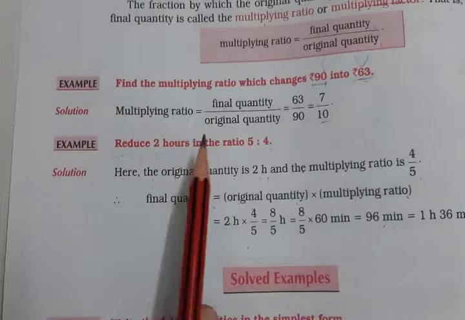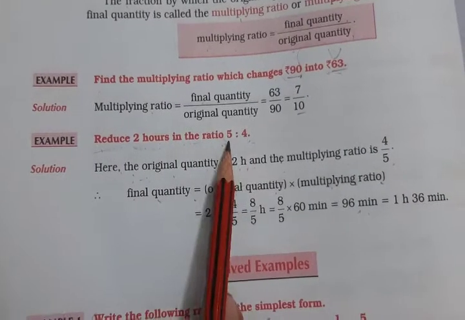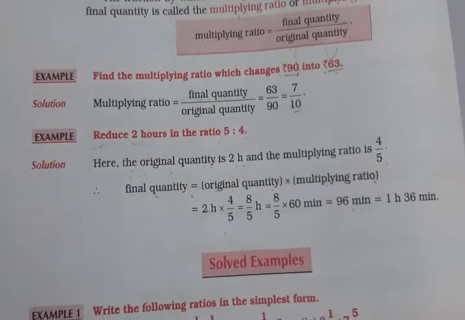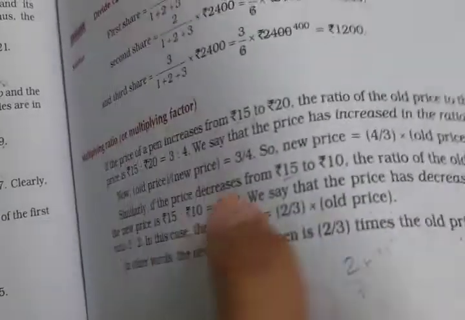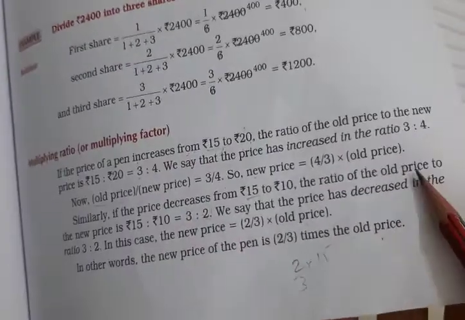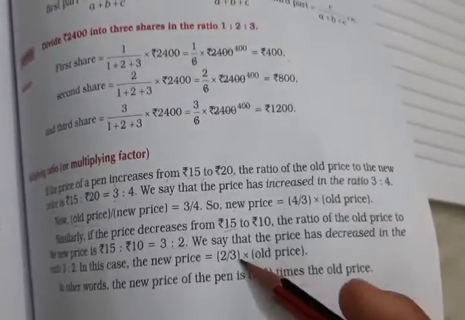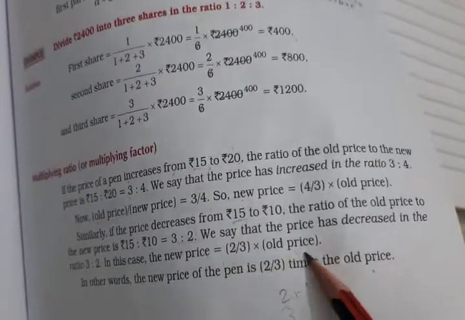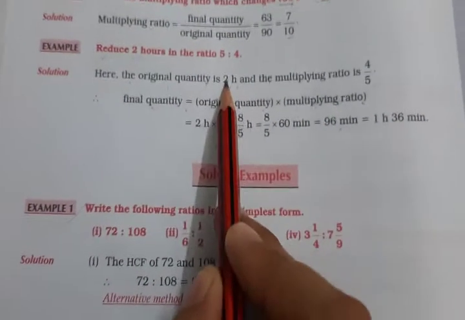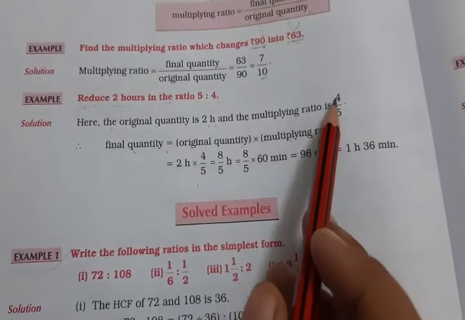Example second, reduce 2r in the ratio 5:4. Reduce means कम करना, मतलब decrease. Now in the last also, if the price is decreased, firstly we will find the ratio, that is old price to new price. After that, the reciprocal of these into the old price. Now same as it is, what we will do: the original quantity is 2r and the multiplying ratio is 4/5.